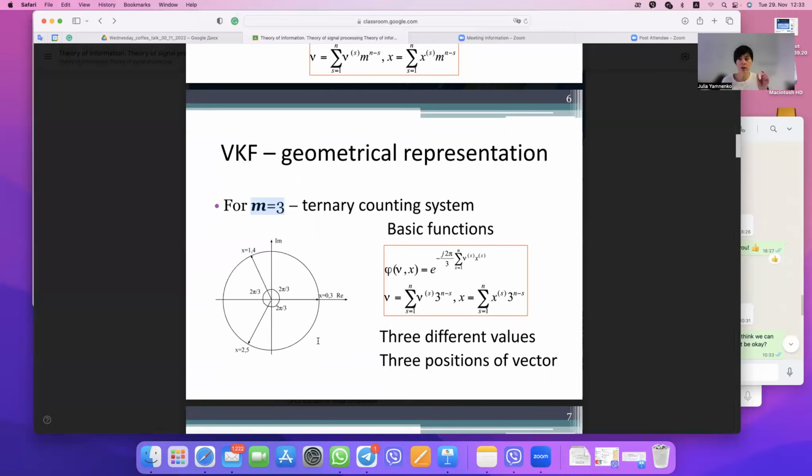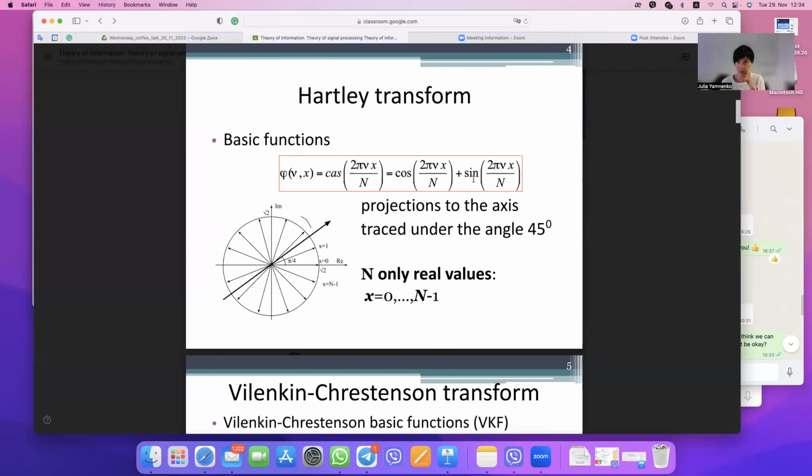So the basic functions of this symmetrical transform actually appeared as a combination of Hartley's idea. So I'm just going back to the Hartley transform on this slide. The idea of Hartley was just to eliminate the complex character of the basic function, and use this function cas, that is cosine plus sine. So this was the idea of Hartley.